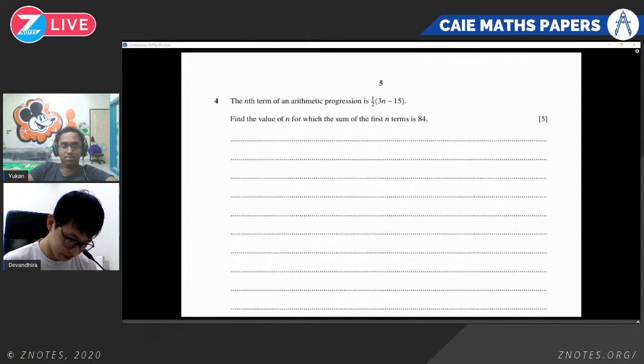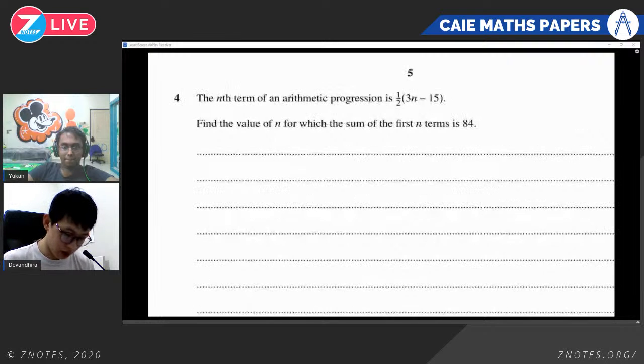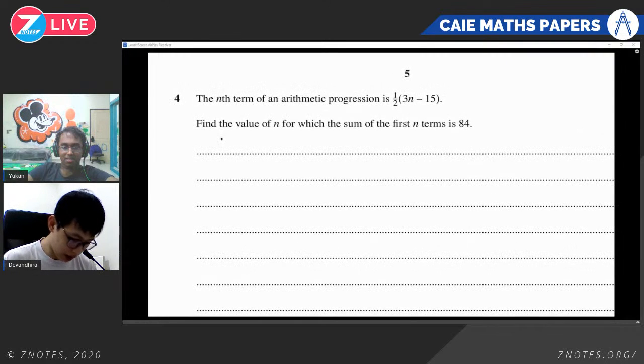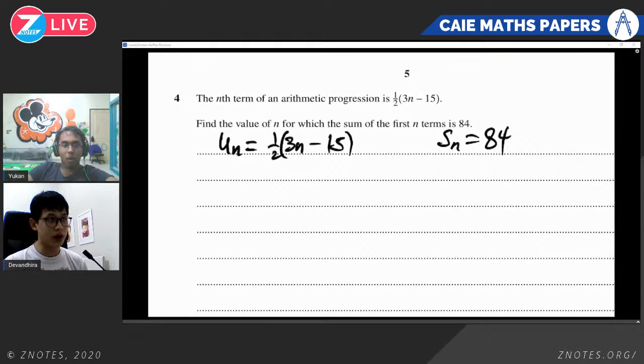Next one. The nth term of an arithmetic progression is half times 3n minus 15. Find the value of n for which the sum of the first n terms is 84. All right. Our nth term is half times 3n minus 15. We want to find Sn when it's 84. This would be much easier if we know what the a and d are, our first term and the common difference, correct?